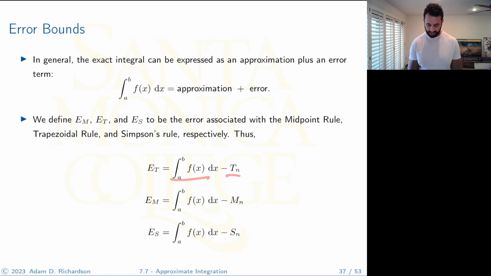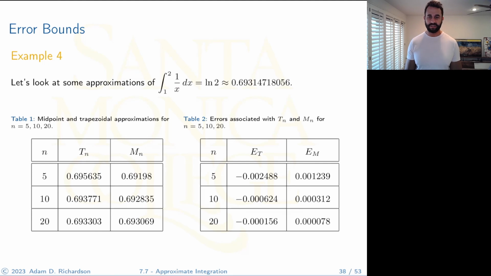Integral minus approximation is error. That's what it is. We're going to look at the error bounds for the trapezoidal rule, the midpoint rule, and Simpson's rule. Those are the ones we're going to look at in this class. So let's explore these a little bit with some tables of values.